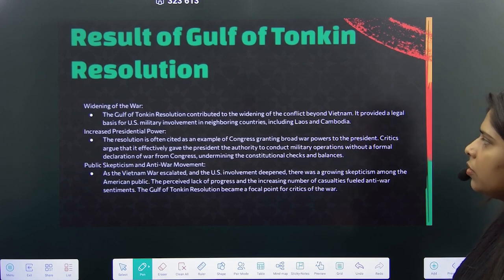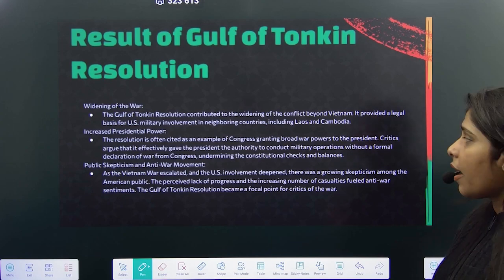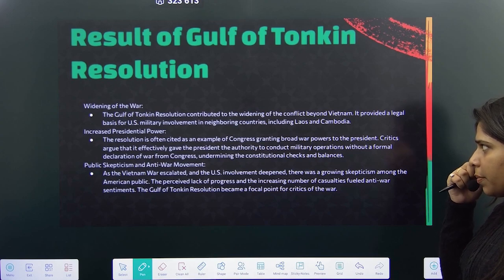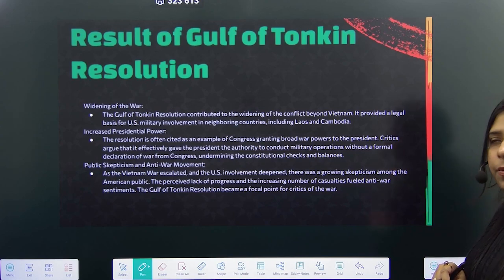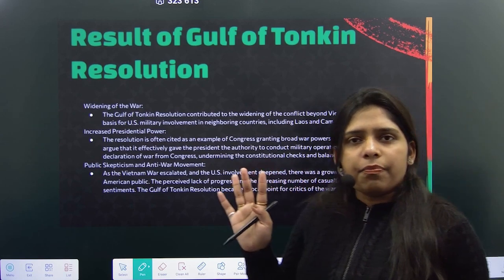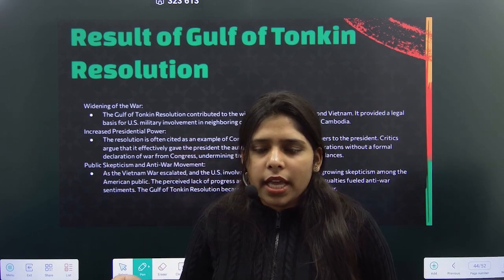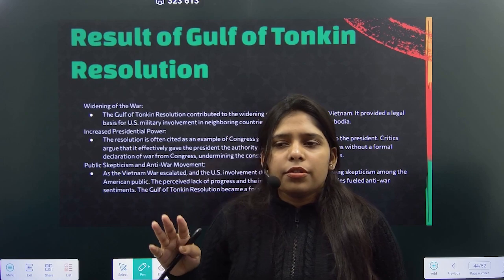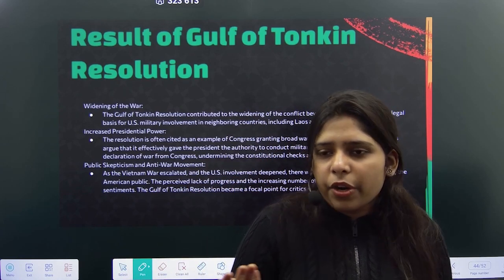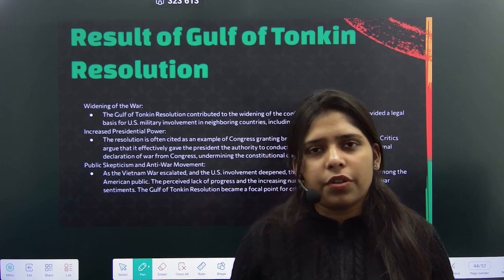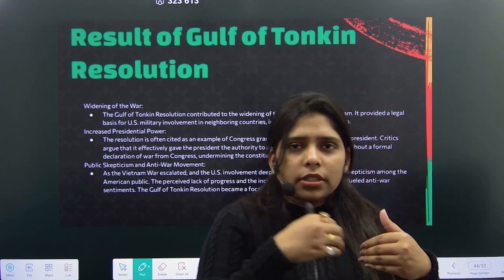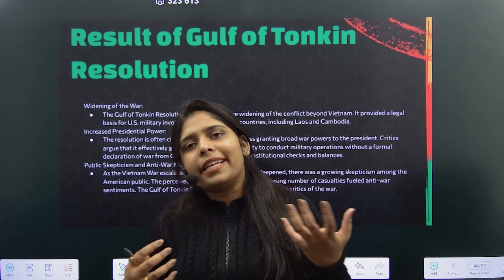The resolution is often cited as an example of Congress granting broad war powers to the president. There are a lot of critics of this resolution who say that it effectively gave the president authority to conduct military operations. War was not declared. You were not supposed to do what you were doing. Had you declared war, you could have launched forces, you could have launched missiles, you could have done anything. So you don't tell us you are at war. We don't know you're at war. But you are technically fighting a war. So without declaring a war, President Johnson was fighting a war.